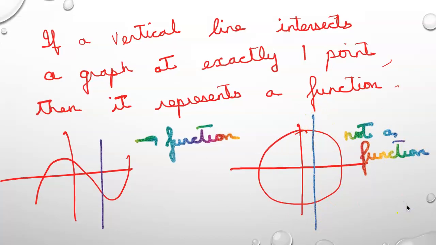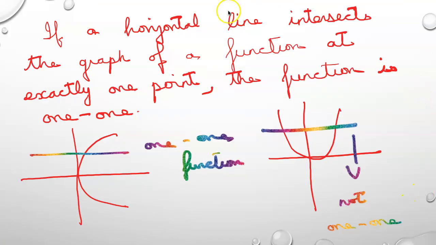Then you have the horizontal line test, which states that if a horizontal line intersects the graph of a function at exactly one point, the function is one-to-one. So this is a one-to-one function because the horizontal line intersects the graph at one point. But again, this is not one-to-one because the horizontal line intersects the graph at 2 points.